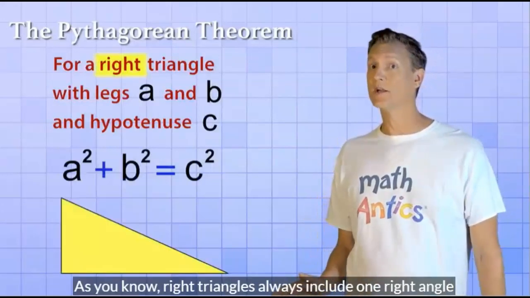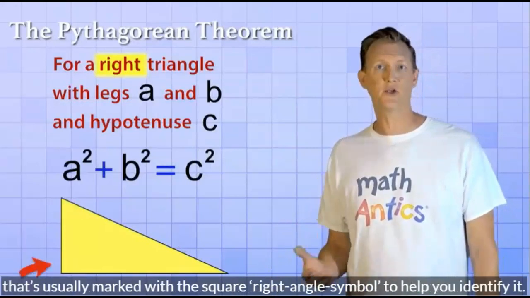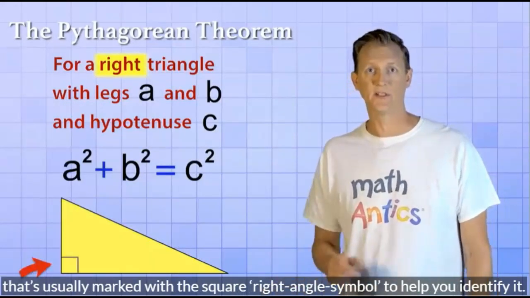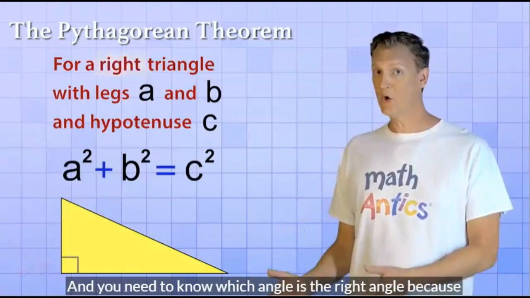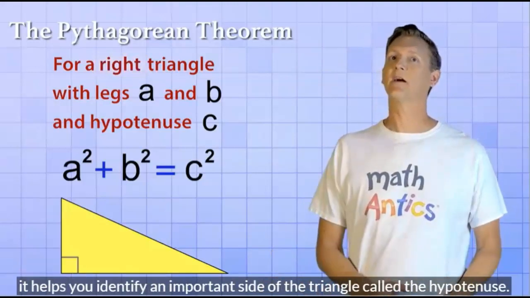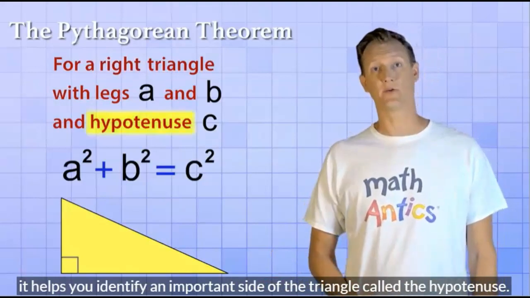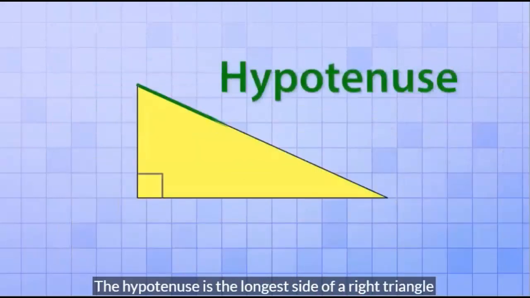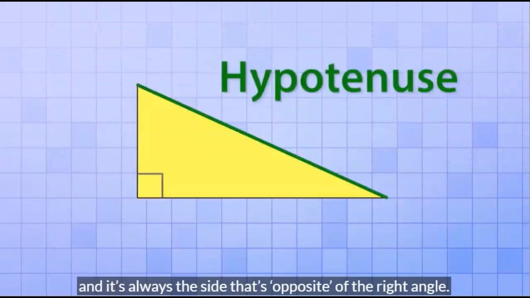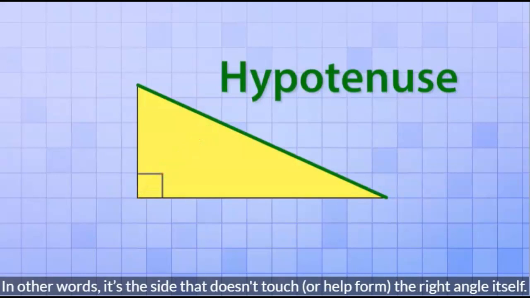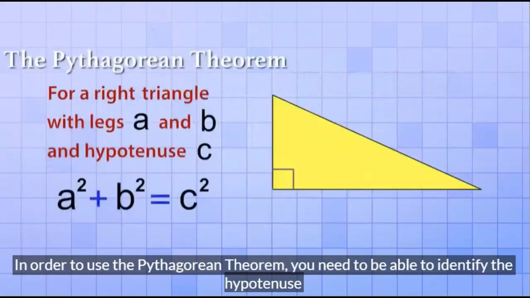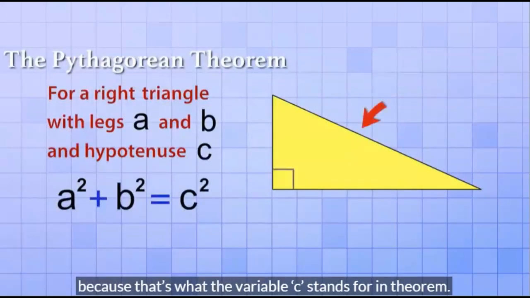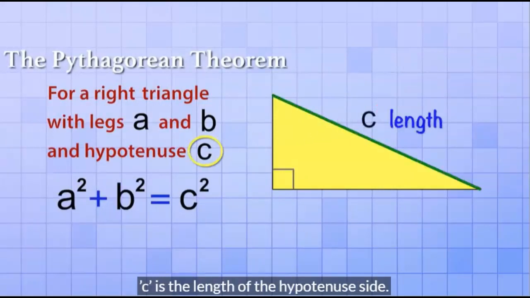As you know, right triangles always include one right angle that's usually marked with a square right angle symbol to help you identify it. And you need to know which angle is the right angle because it helps you identify an important side of the triangle called the hypotenuse. The hypotenuse is the longest side of a right triangle, and it's always the side that's opposite of the right angle. In other words, it's the side that doesn't touch or help form the right angle itself. In order to use the Pythagorean theorem, you need to be able to identify the hypotenuse because that's what the variable c stands for in the theorem. C is the length of the hypotenuse side.